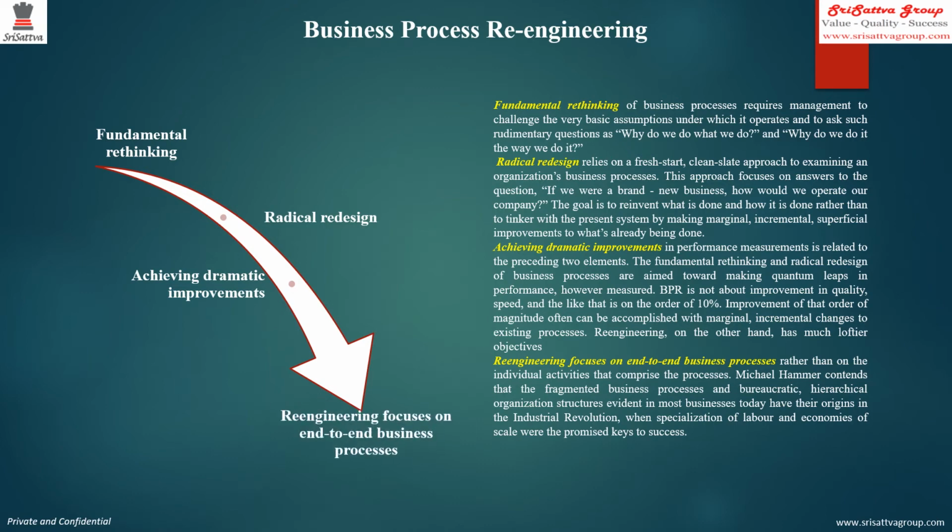Reengineering focuses on end-to-end business processes rather than on the individual activities that comprise the processes. Michael Hammer contends that the fragmented business processes and bureaucratic, hierarchical organization structures evident in most businesses today have their origins in the Industrial Revolution, when specialization of labor and economies of scale were the promised keys to success.